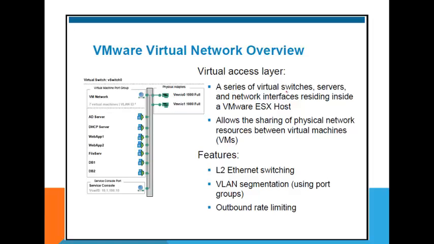Right, the virtual access layer is a series of virtual switches. We can have multiple virtual switches on a single host, like virtual switch 1, virtual switch 2, but it is not really recommended. We can have it if we want. And on those we can have multiple servers, these are the VMs. These are the network interfaces, the physical NIC cards and virtual NIC cards, residing inside the host where ESXi is housed.